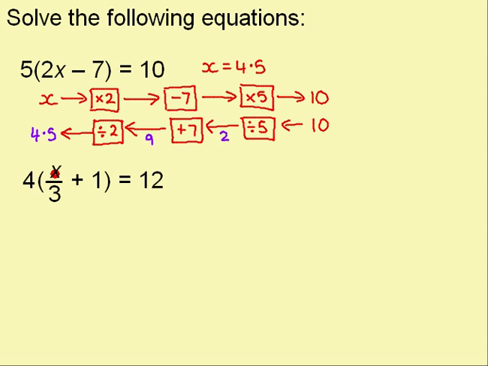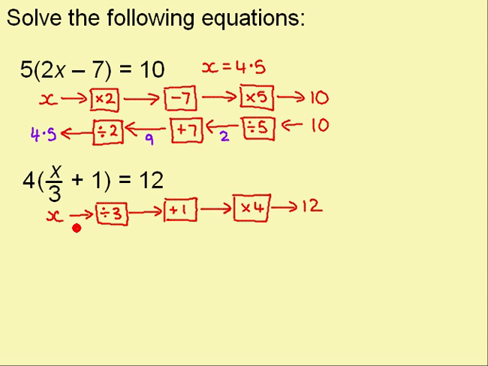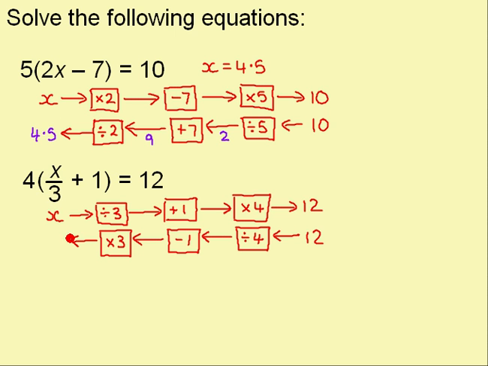So let's look at this one now. Here's x, it's been divided by 3, then we've added 1, and then it's been multiplied by 4, and this makes 12, so we can draw a flowchart for this. My flowchart looks like this. I now need to reverse it to get the answer. So this is my reversed flowchart. Starting with the 12, I divide by 4 and get 3, then take away 1, that's 2, and then times by 3 to get 6. So the answer is that x equals 6.